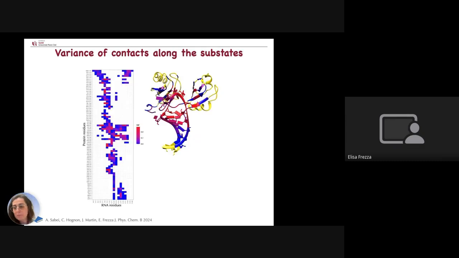For this complex, when we have more than one state, we also compute the variance of the contacts along the substates. We observe, for example, for this complex, that there is some region of the RNA where the variance is very high between clusters, meaning that different contacts occur in the different clusters.